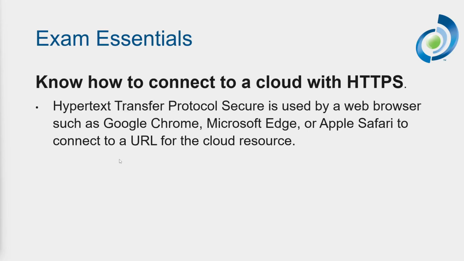Okay, so these are: know how to connect to a cloud with HTTPS. So Hypertext Transfer Protocol Secure is used by web browsers such as Google Chrome, Microsoft Edge, and Apple Safari to connect to a URL for a cloud resource. And remember, you look for the S at the end of HTTPS, and then you know that you're using the secure protocol.